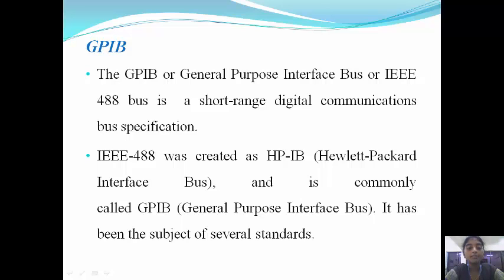Also, this IEEE 488 was first created as HPIB, that is, Hewlett-Packard Interface Bus, which is commonly called the General Purpose Interface Bus. It was subjected to several standards. It was adopted from IEEE 488, and the revised version of IEEE 488 was 488.1, which is used for electronic parameter calculation. Later it was further revised and IEEE 488.2 was obtained.